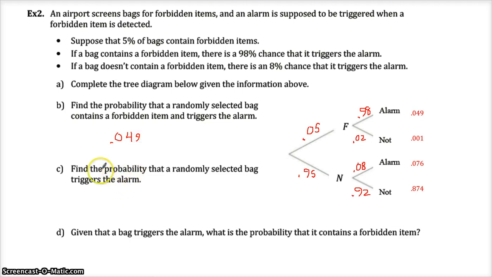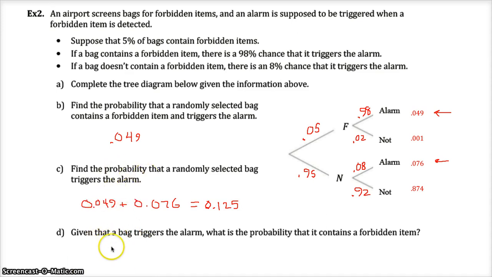Find the probability that a randomly selected bag triggers the alarm. Okay, that's these and these. So I have to add those up because they are mutually exclusive. I can add 0.049 and 0.076. 0.049 plus 0.076, and I get 0.125. Given that the bag triggers the alarm, this is 0.049. Sorry, let me fix that. Yeah, I just couldn't read it.